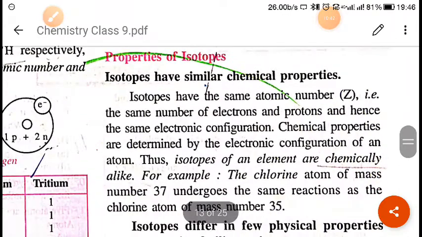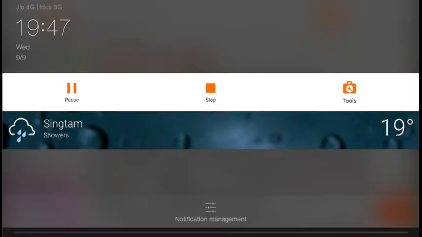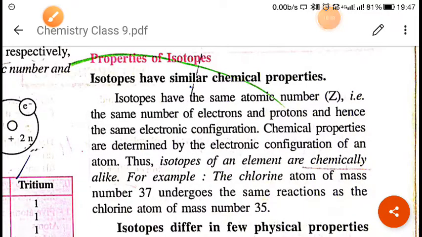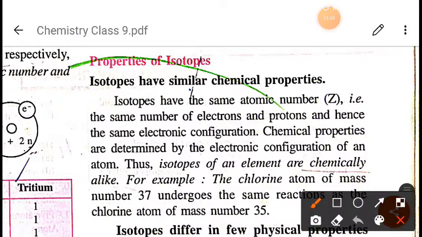Now again, when we talk about the properties of isotopes, they have similar chemical properties. Chemical properties depend on the number of valence electrons, right? Not on the protons or neutrons. So that is why isotopes will have similar chemical properties.